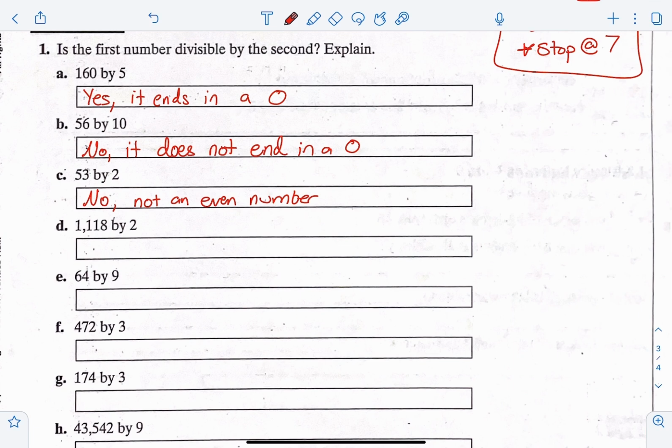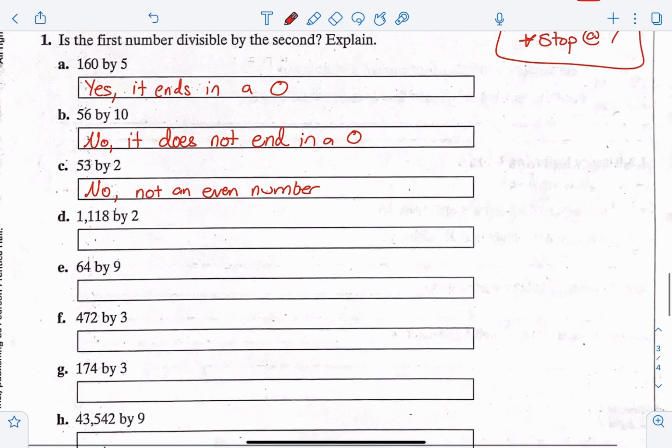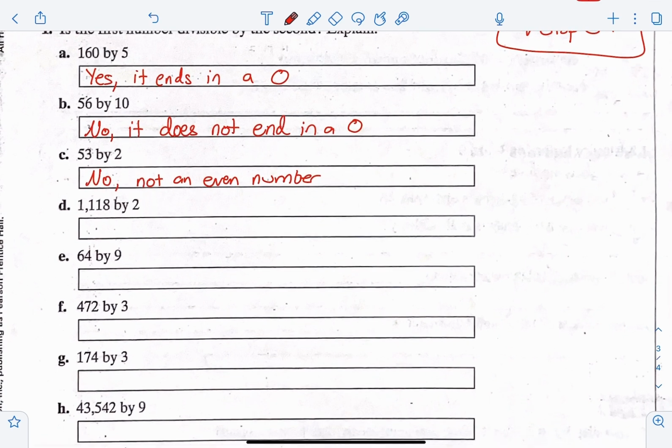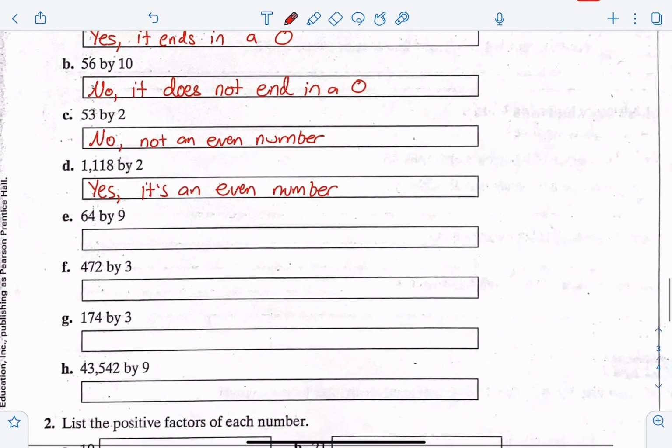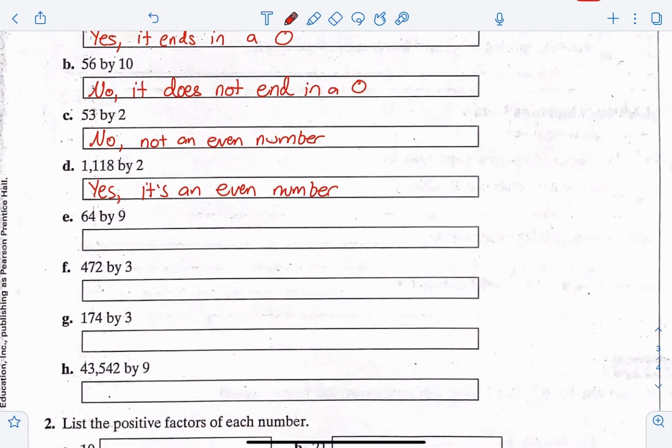Okay, and then the last one we're going to do together is D, 1,118 by 2. The answer is yes, right? Because it does end in an 8, which is on our list. Or you can say yes because it's an even number. Okay, so you're going to go ahead and finish E through H on your own. Pause the video, and then when everyone in the class is done, push play, and I'll go over the answers.